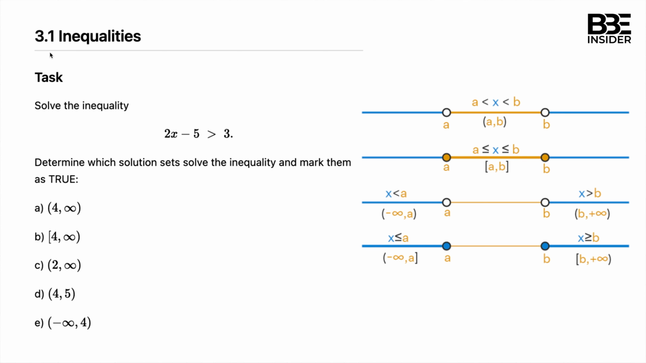In the first task, we will solve together 3.1 inequalities. We need to solve the inequality 2x minus 5 is greater than 3. Consequently, we need to determine which of these intervals represent the proper solution set that satisfies this inequality.